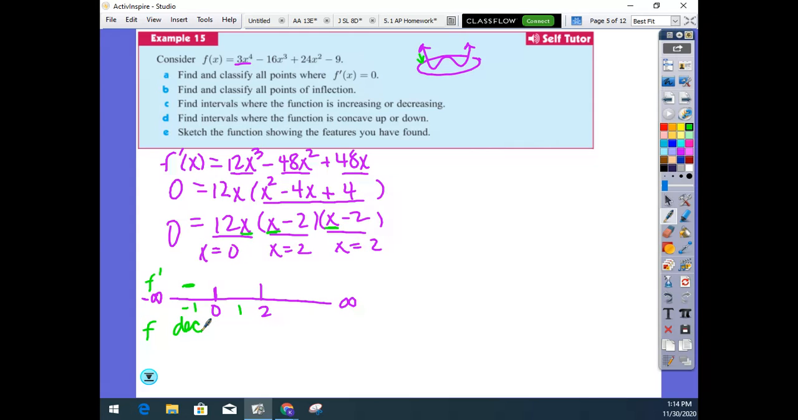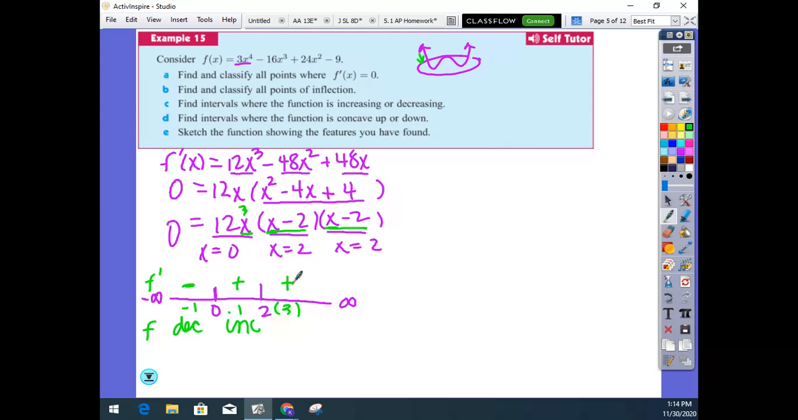Now let's plug in a positive 1. So that makes this positive, then this is negative, and this is negative. So that's a positive. So it's increasing. And then I'm going to pick 3 to plug in this interval. So positive, positive, positive, still positive.